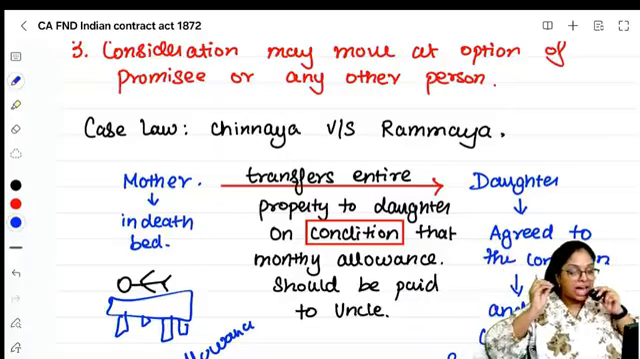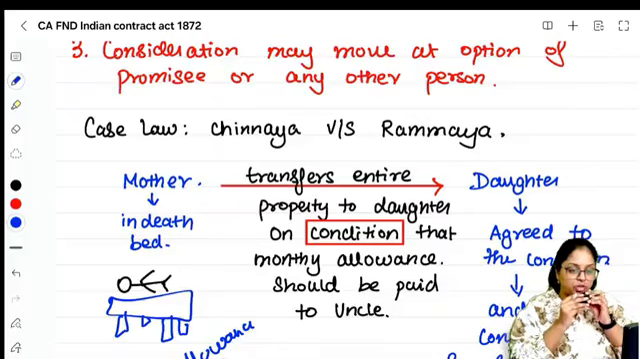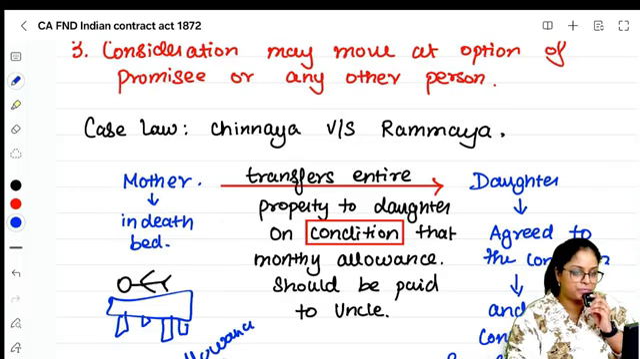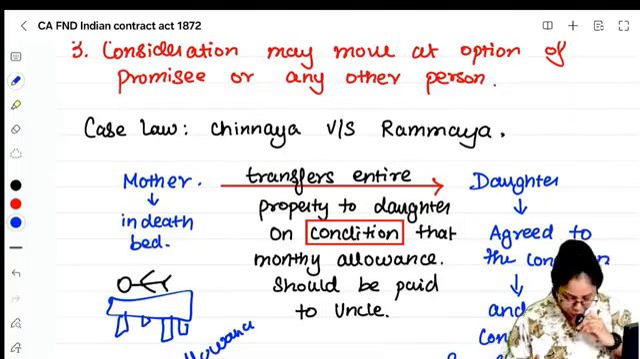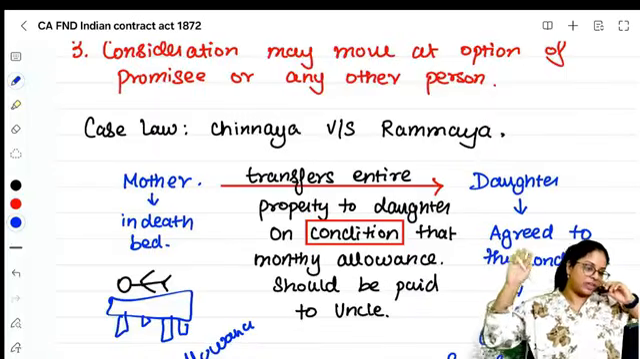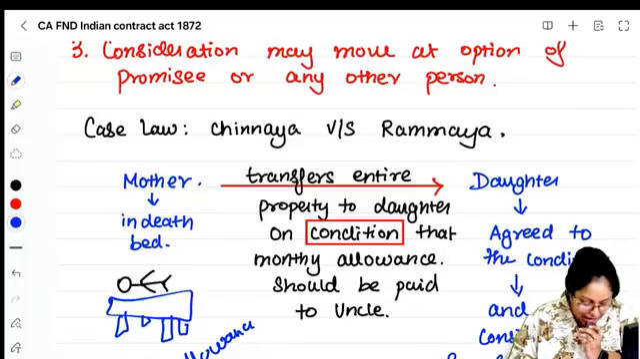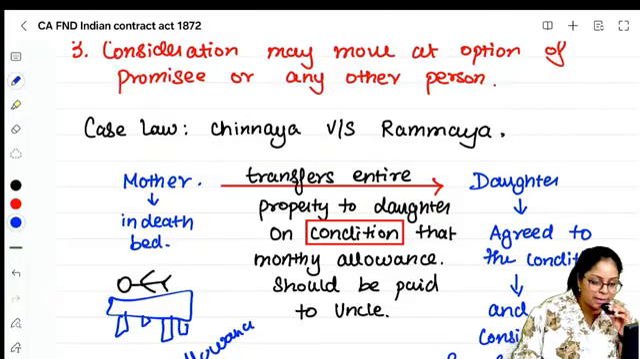Mother told the daughter, mother is in the deathbed, she's going to die. She told the daughter that I will give you all my property provided you promise me that every month 10,000 rupees, 20,000 rupees you will give it to my uncle. Right? Now the girl says what? The girl says yes, and mother also transferred the property in the name of the daughter. And mother died. After transferring the property, the mother died, and the daughter for some time she was giving allowance.